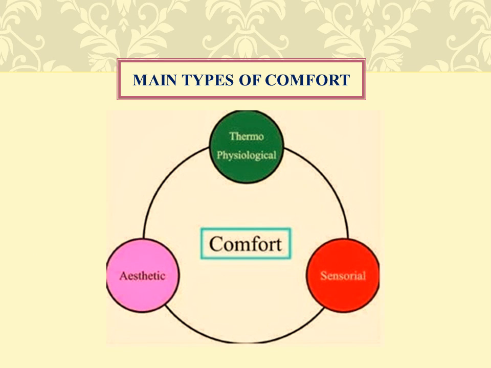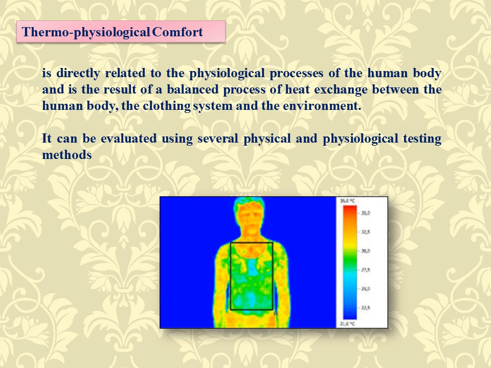The three main types of clothing comfort are thermophysiological comfort, sensorial comfort, and aesthetic comfort. The thermophysiological comfort is directly related to the physiological processes of the human body and is the result of a balanced process of heat exchange between the human body, the clothing system, and the environment. It can be evaluated using several physical and psychological testing methods.